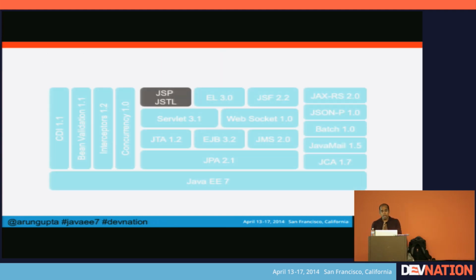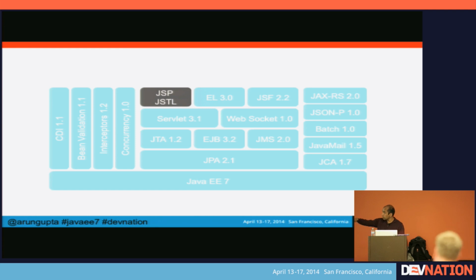This is what I call the pancake diagram for Java EE 7. Java EE 7 is the latest release of the platform, released in June 2013. There were 4 brand new specifications, 3 which were majorly updated, and several that were minorly updated. So overall, 16 specifications in the Java EE 7 platform.